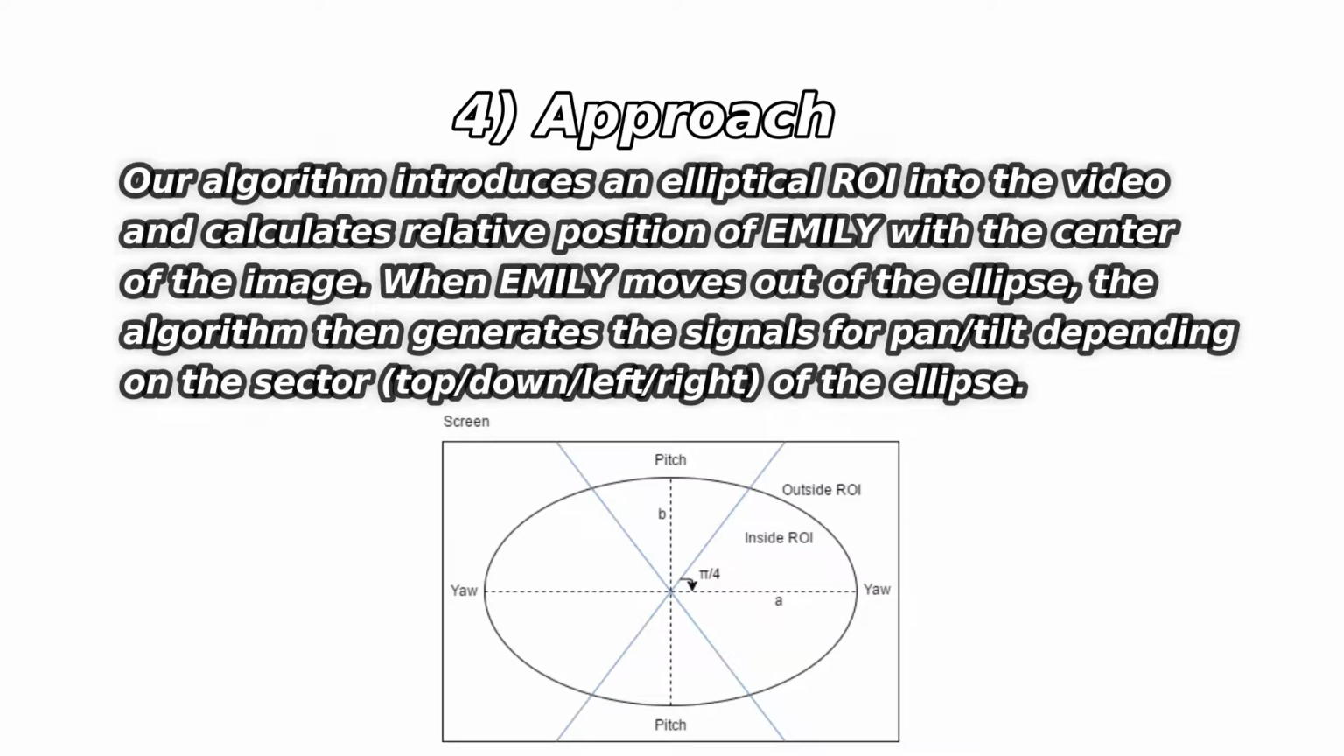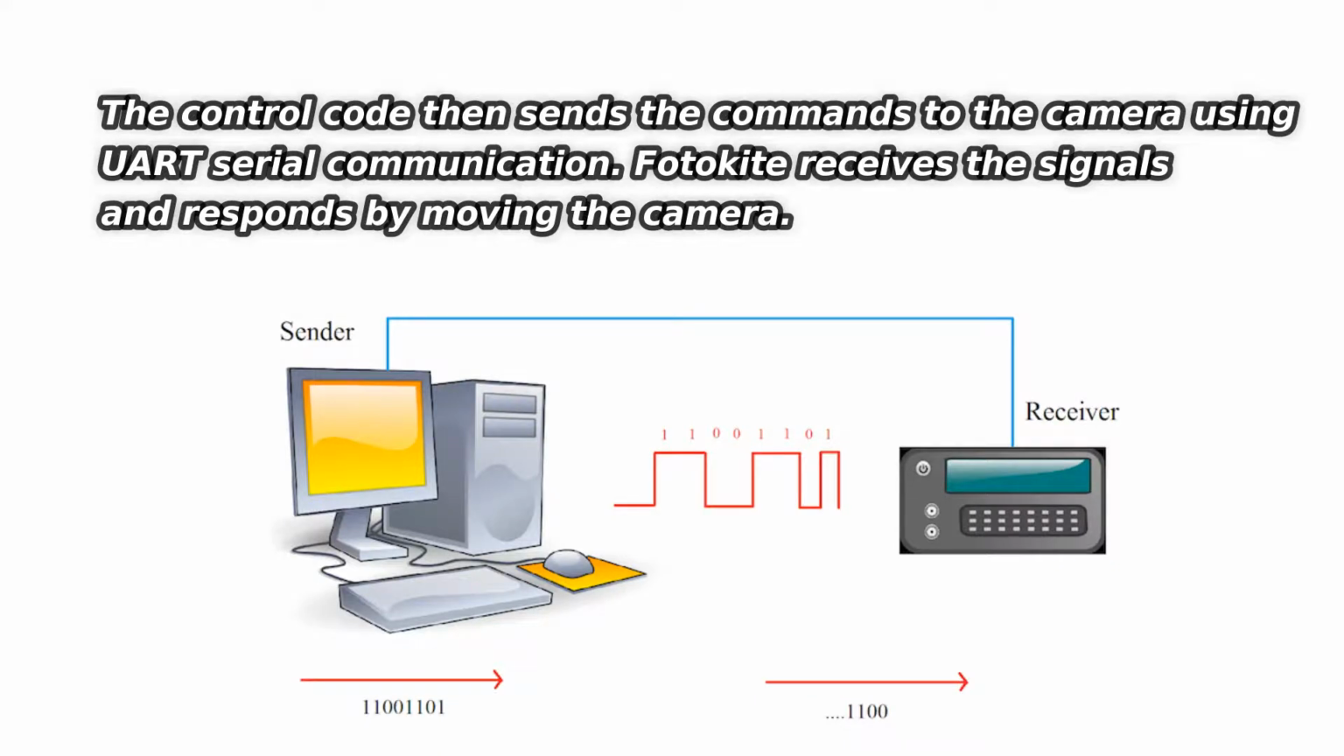Our algorithm introduces an elliptical region of interest and calculates the relative position of Emily with the center of the image. When Emily moves out of the ellipse, the algorithm generates pan and tilt signals to move the camera and bring Emily back in view. The signals generated are sent to the Photokite's ground station using serial communication.